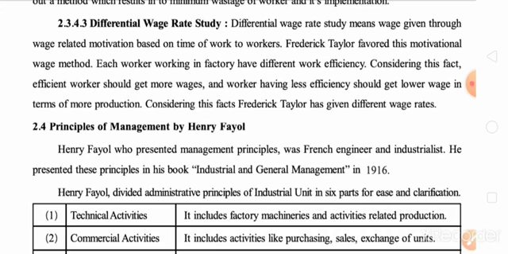So Frederick Taylor favored this motivational wage method, where he considered that if the worker is efficient enough and giving more productivity and production, then he should get more wages. And if the worker has less efficiency, it means if he is an average worker or below average worker, he should get lower wages, that is minimum salary, in terms of their production.